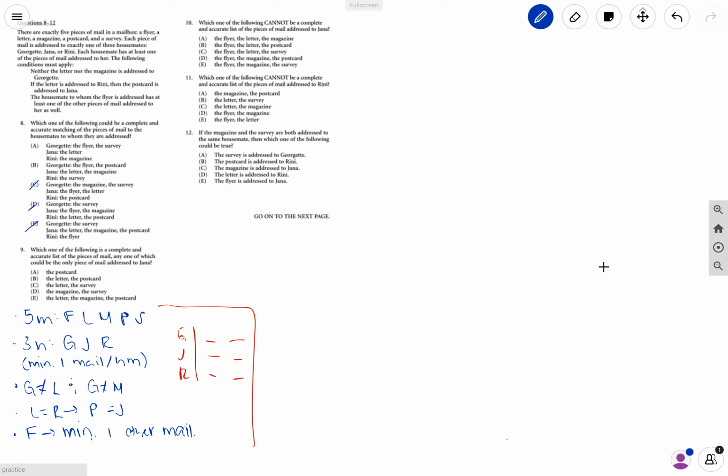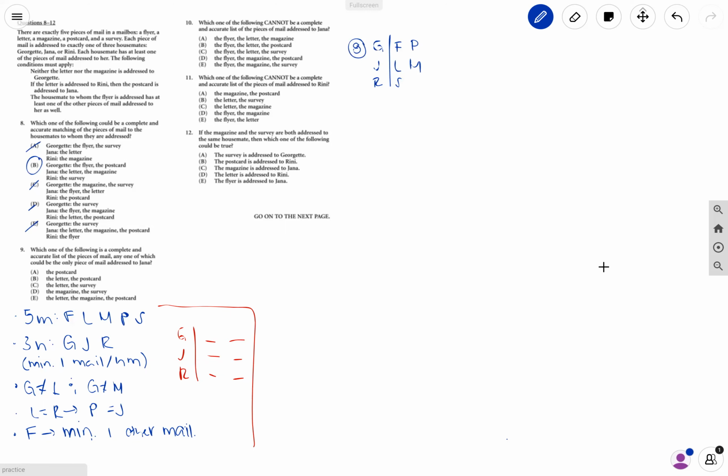Now I have to decide between A and B. And the only difference between A and B is that A never assigns a postcard. So I can take A out, and B is my right answer. And I'm going to quickly write that down just in case that combination becomes useful to me in the future. And I want to have a really easy, quick way to look at it.